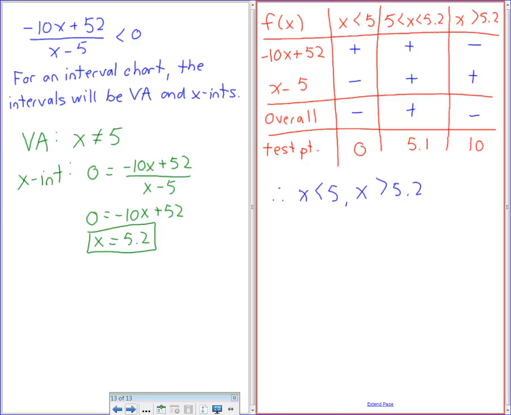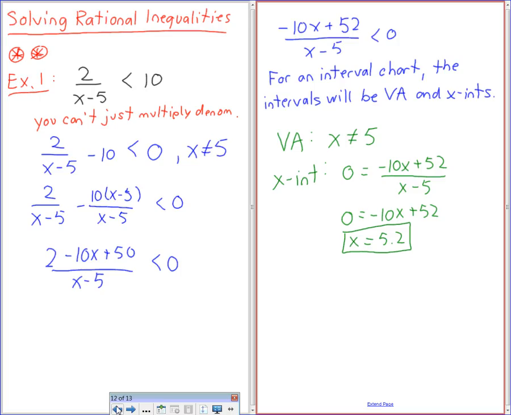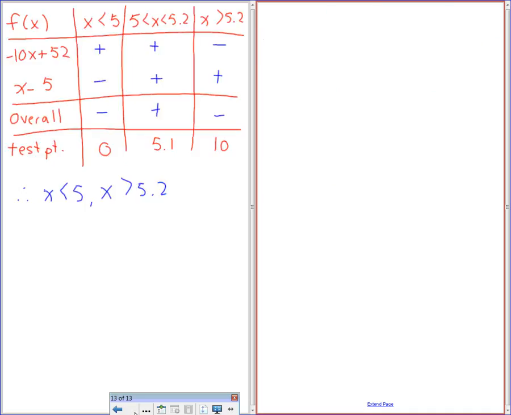Okay. All right, example 2. I'm even going to start this easy for you. I'm going to say solve.